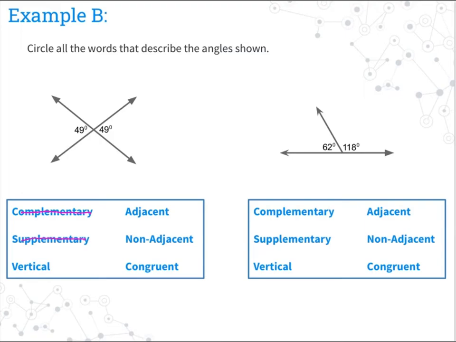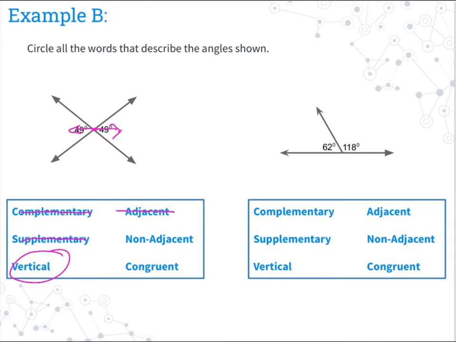Vertical means that they are across from each other, and they are equal, and that is true, so they are going to be vertical angles. Are they adjacent? Do they share a side and a vertex? No, they do not. They share a vertex here in the middle, but they do not share either side, so they are not adjacent.